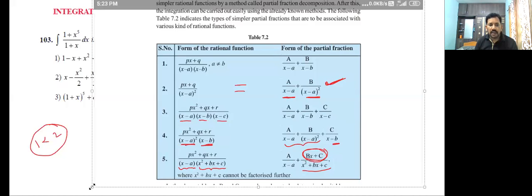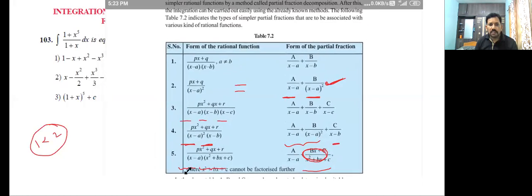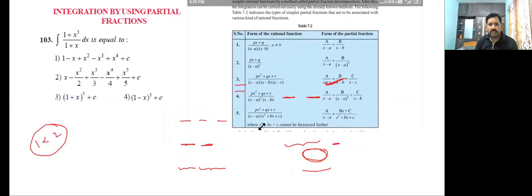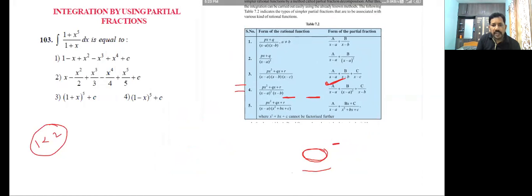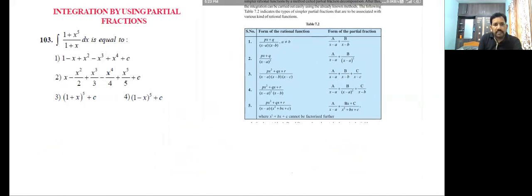Okay, right. Now I am going to discuss that 103 question. What they are given: numerator degree is 5, denominator degree is 1, so that is an improper fraction. Then how to do that? Go for a division method.